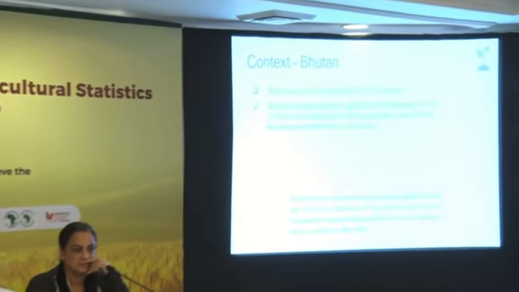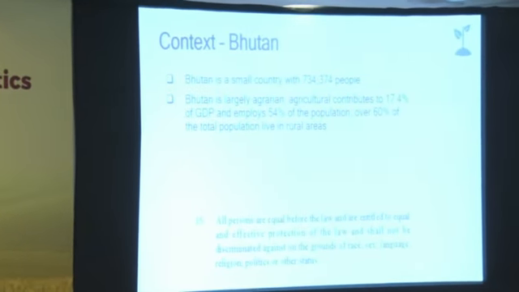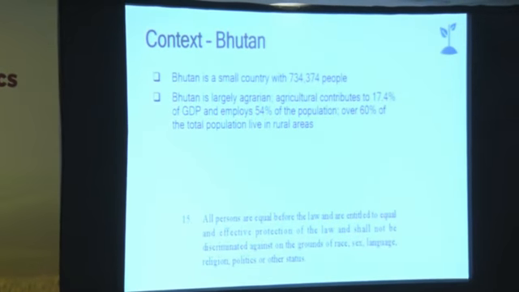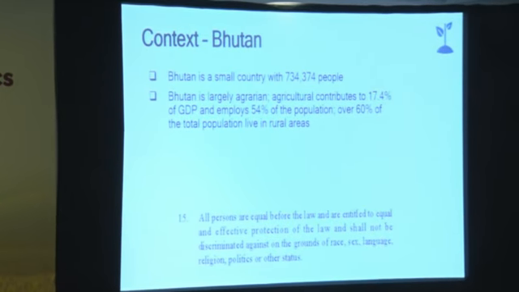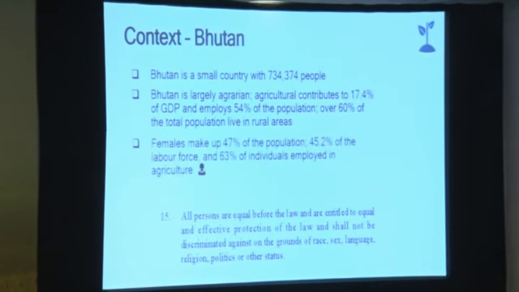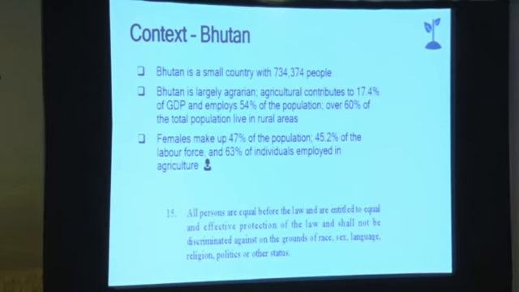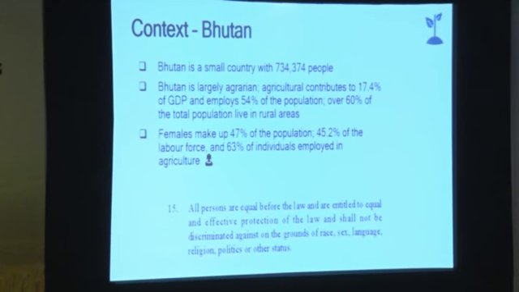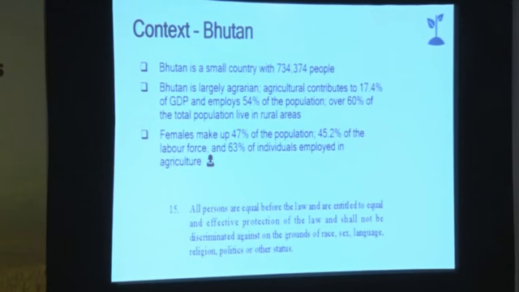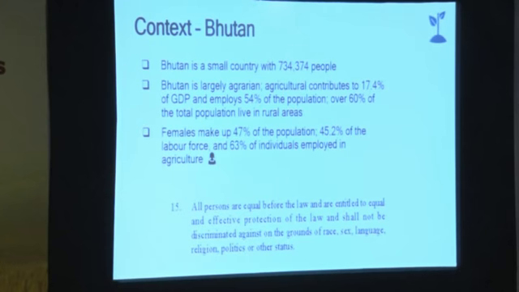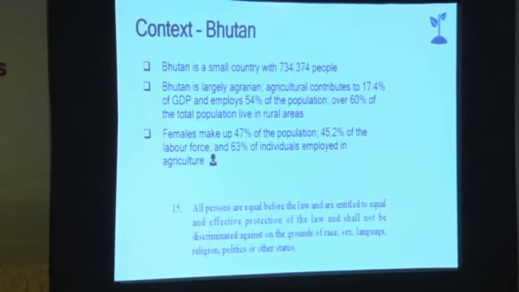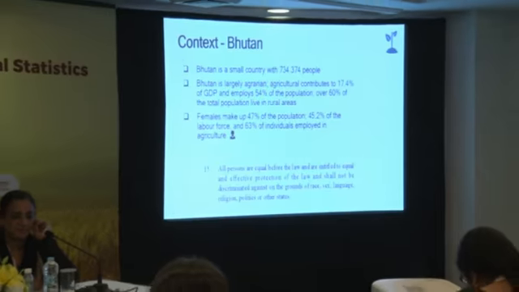Bhutan is a small country with merely 7 million people, and it is a largely agrarian country. Agriculture contributes to 17.4% of its GDP and employs about 54% of the population, and over 60% of the total population lives in rural areas. Females make up 47% of the population, and 45.2% of the labor force, of which 63% of the individuals are employed in the agriculture sector.